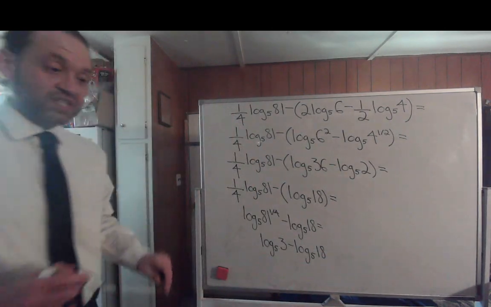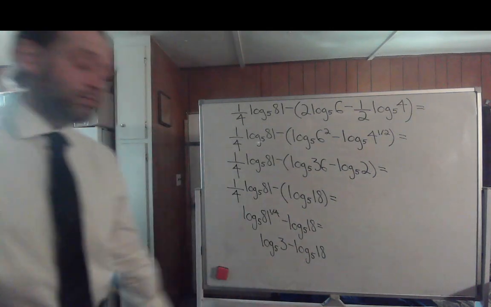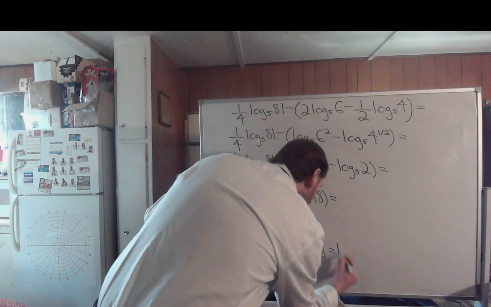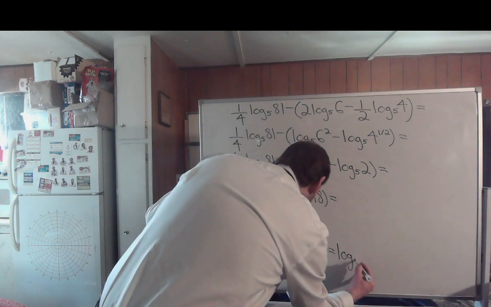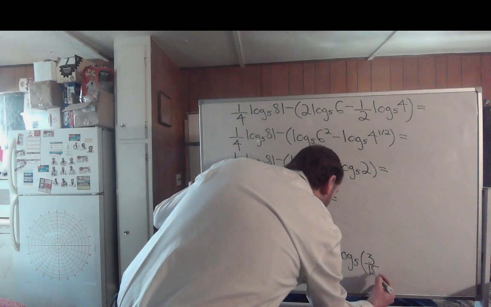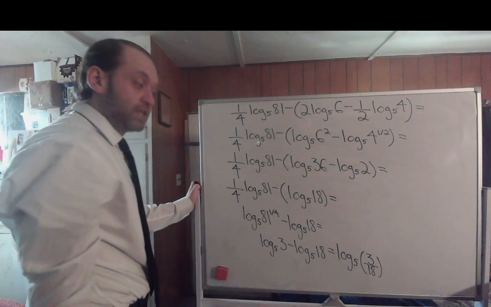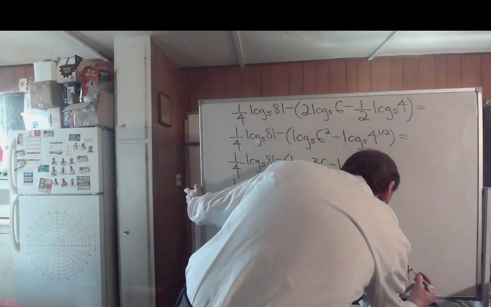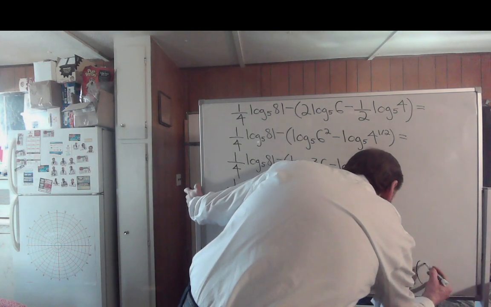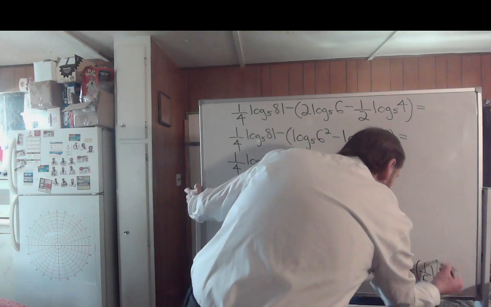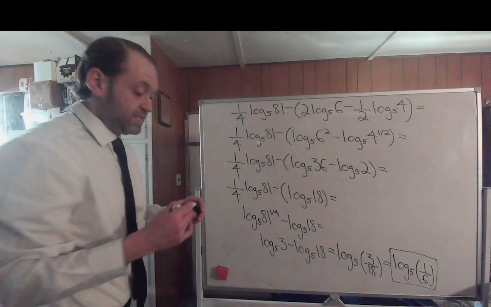Now we just have a simple difference of 2 logs of the same base. You got a quotient rule. So this would be equal to log base 5 of 3/18. Well, what is 3/18? That's 1/6, right? So this would turn into log base 5 of 1/6. And that's the best we could do. In the end, you get log base 5 of 1/6.